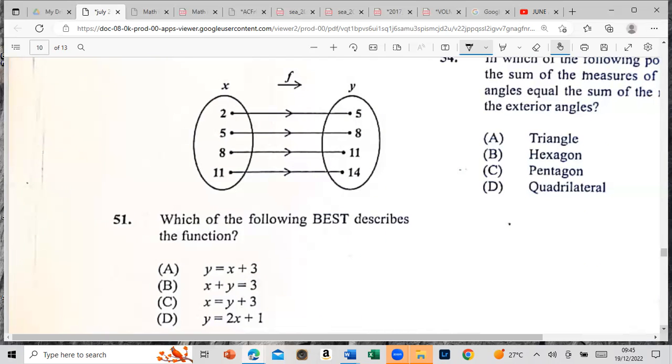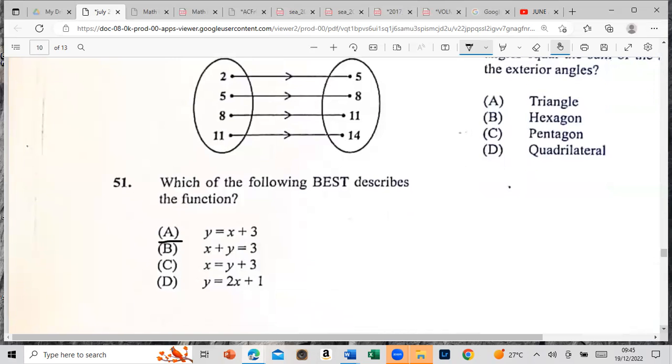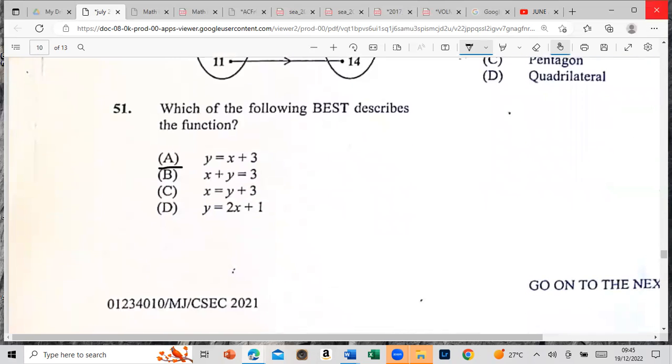I would suggest you inspect each one. The first one says y is equal to x plus 3. So 2 plus 3 is 5, 5 plus 3 is 8, and so on. We don't have to go any further. It checks out for all of them, so that would be A.